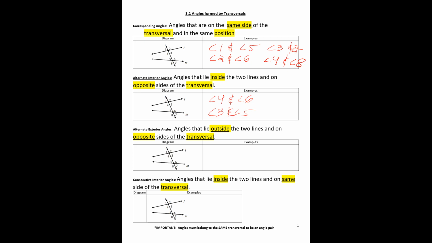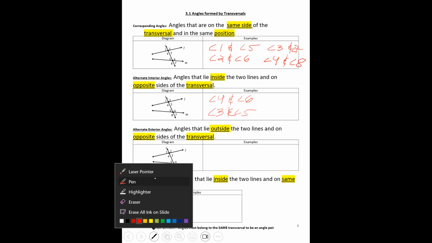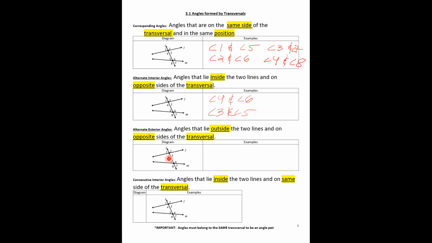So let's go ahead and look at alternate exterior angles. It's very similar if you follow the pattern from the last example. Alternate is always going to mean opposite sides of the transversal, and exterior means the angle lies on the outside of the two lines. The outside of these two lines is right here, 7 and 8 and 1 and 2. These four angles are on the outside of lines L and M. And then we need them to also be on opposite sides of our transversal, which is this line right here.